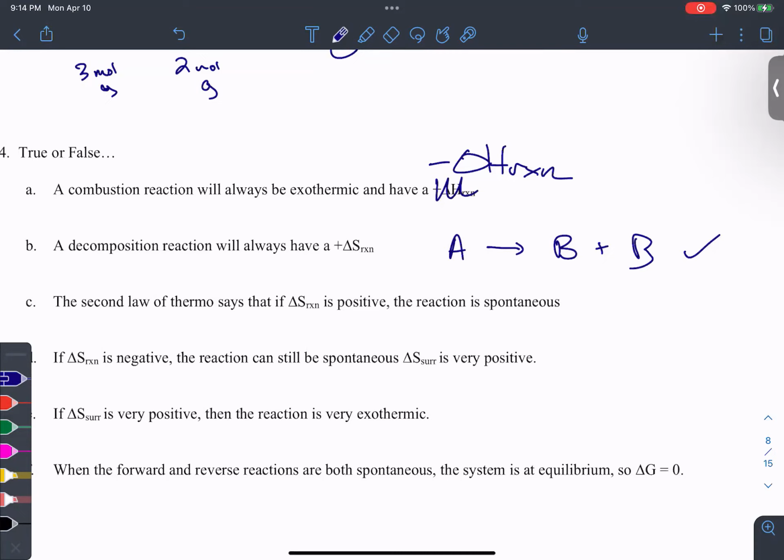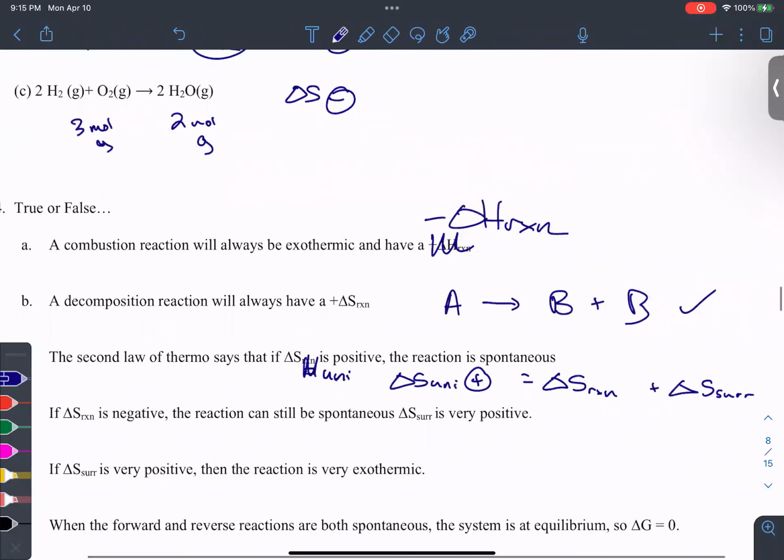All right, the second law of thermodynamics says if delta S of a reaction is positive, the reaction is spontaneous. That sounds right, but it's not right. What piece is wrong? It's not delta S of the reaction that is positive. What needs to be positive? The universe, yeah. For any spontaneous reaction, delta S of the universe is positive, where the universe is equal to the reaction and the surroundings.